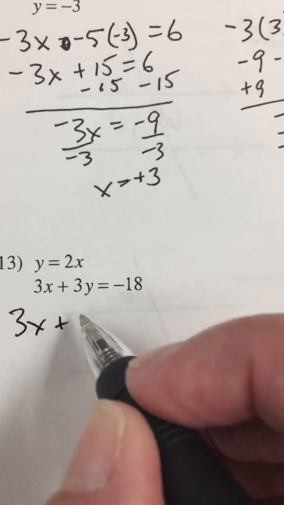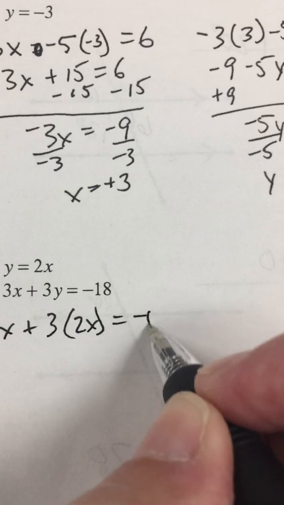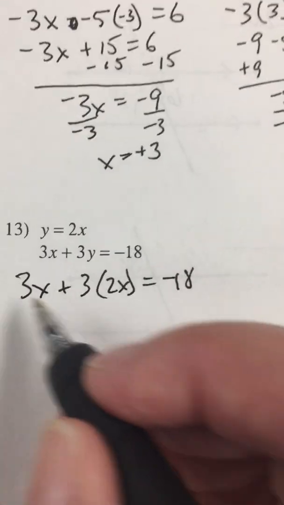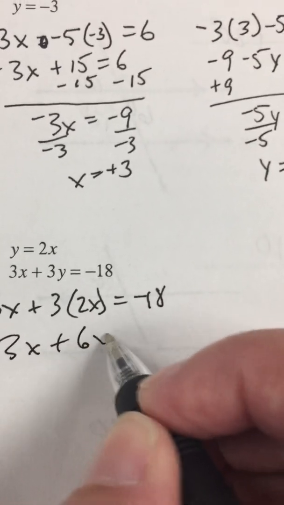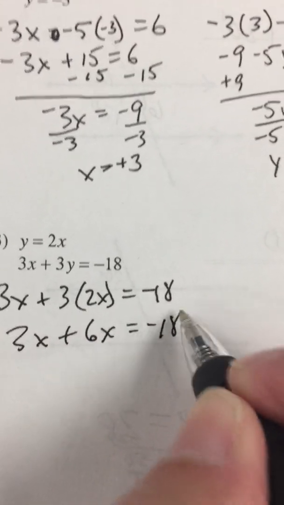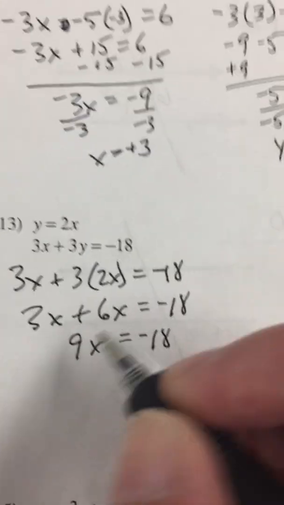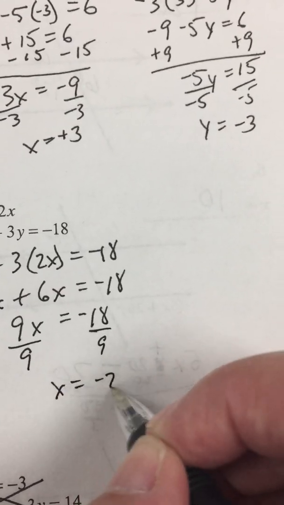So 3x plus 3 times 2x is equal to negative 18. I just took what y was equal to and plugged it in right there. So distribute: 3 times 2 is 6x, so I have 3x plus 6x is equal to negative 18. Of course, that's 9x equals negative 18, combining like terms. Divide by 9 to get x by itself. x is equal to negative 2.